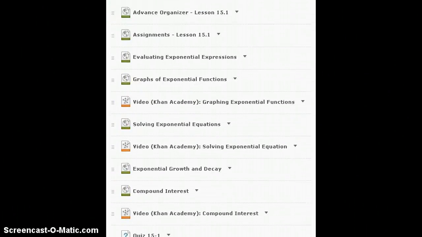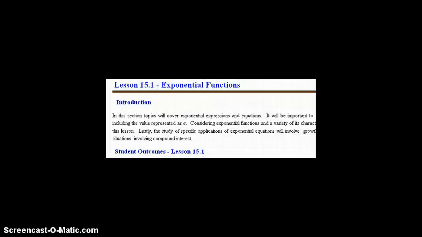So here we go. Okay, so again, we're talking about expressions and equations that are exponential in nature. We're going to save the logarithmic to later. Also, we're going to talk about e. E is a very important number, like pi is an important number in mathematics. We're going to talk about e as well.